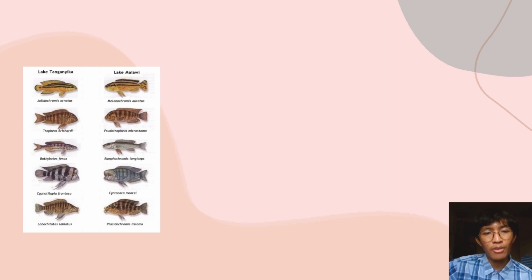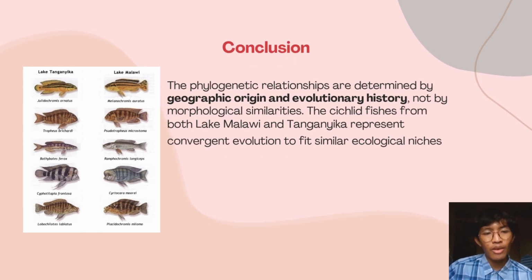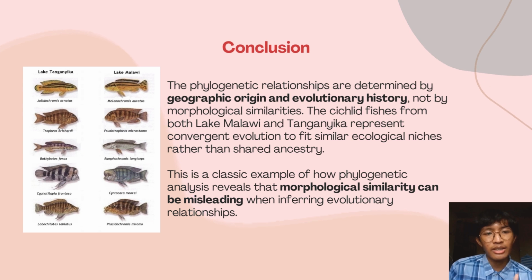I would like to draw our conclusion here. We have concluded that phylogenetic relationships are determined by geographic origins and evolutionary history, and not solely by morphological similarities. This is convergent evolution, where these species evolve in the same way to fill the same ecological niches.